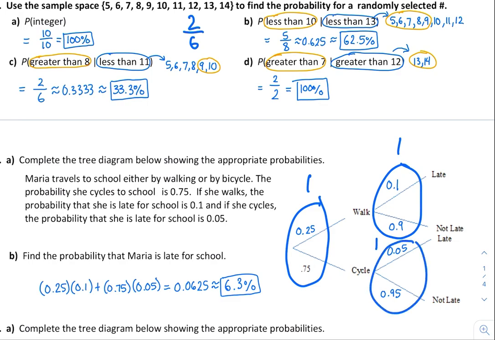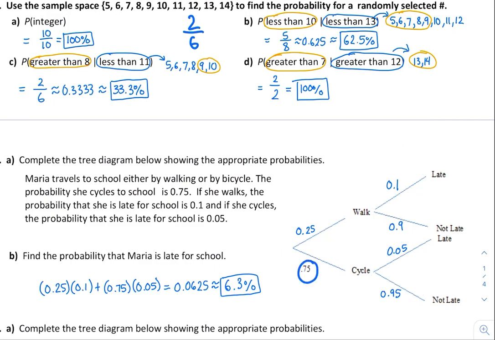So that should help you guys when you're filling this out. So the fact that the probability that she cycles is 0.75 means the probability that she walks is 0.25, because I did 1 minus 0.75.